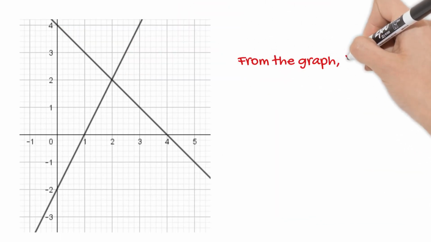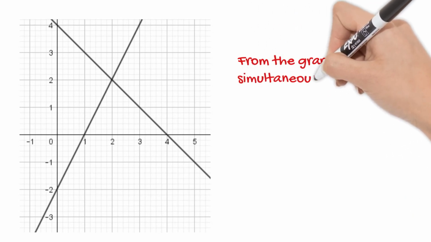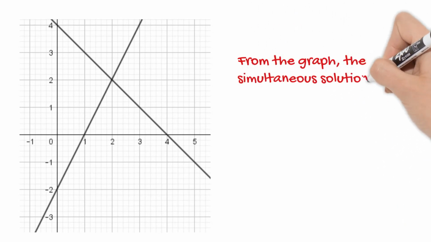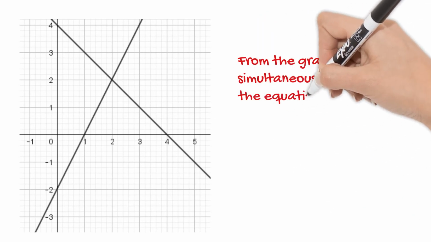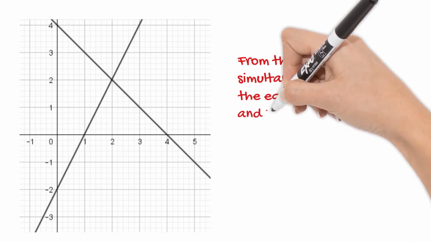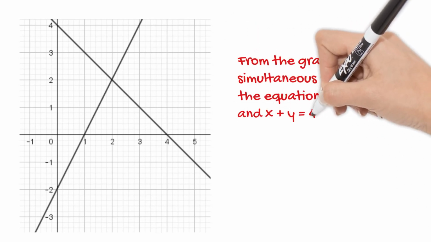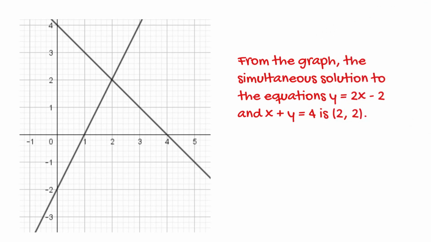Again, it's really important to write your finishing sentence: from the graph, the simultaneous solution to the equations y equals 2x minus 2 and x plus y equals 4 is 2, 2. You must explain what you have done. Say that you know that's a simultaneous solution. Don't just draw the graph and be done with it. Point out that you know the point of intersection is the simultaneous solution.